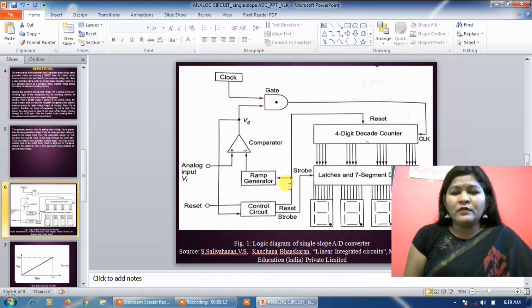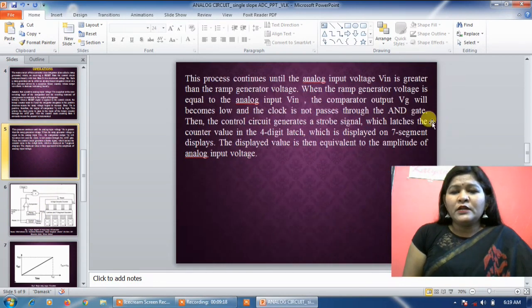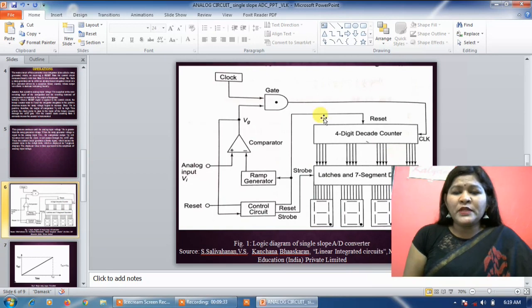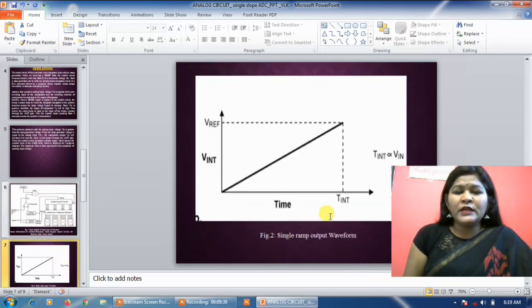The control circuitry generates these stop signals, which latch the counter value in the 4-digit latch, which is displayed on the 7-segment display. The displayed value is then equivalent to the amplitude of the analog input voltage. So this is the basic working of this converter, and as you can see here, the integrating time period is proportional to the input voltage, and it increases in the positive direction.